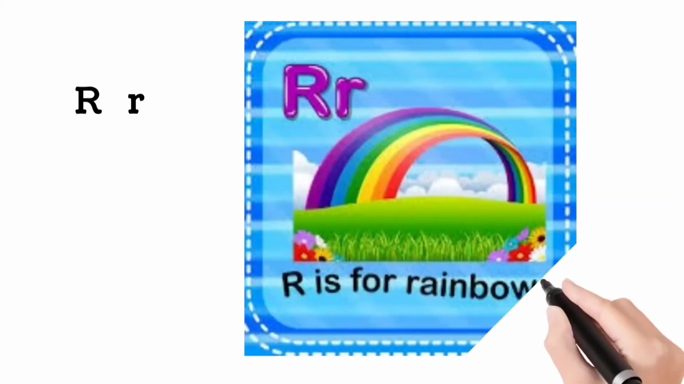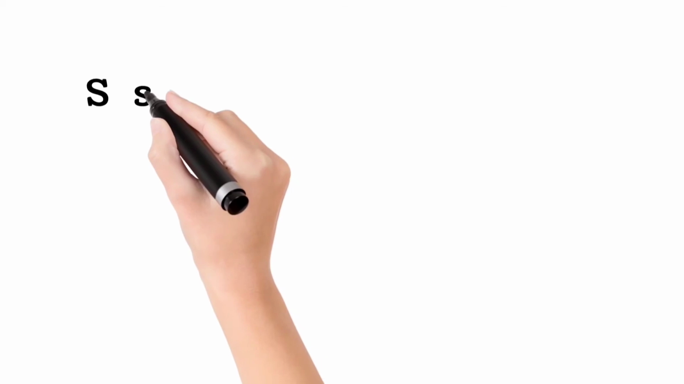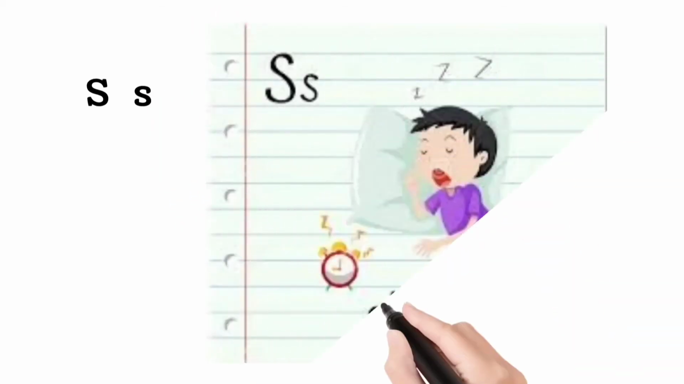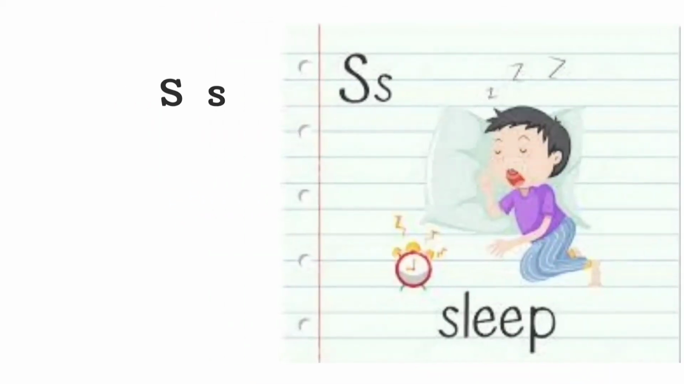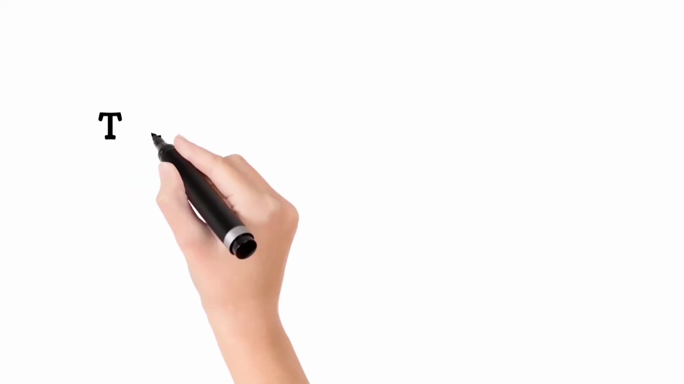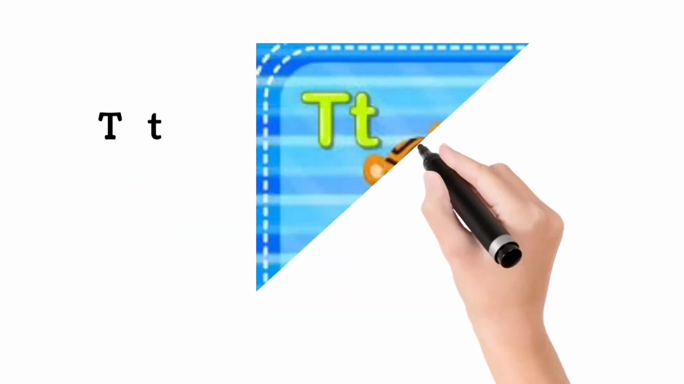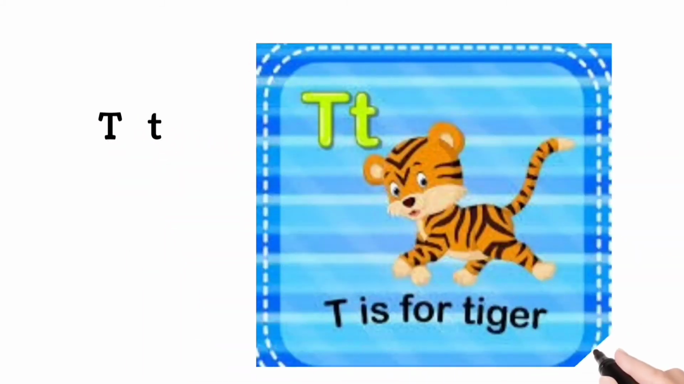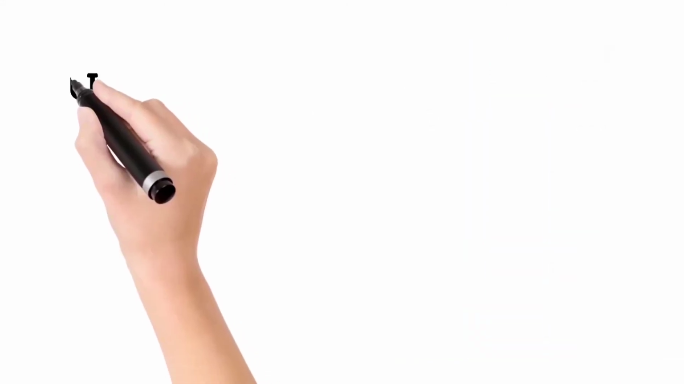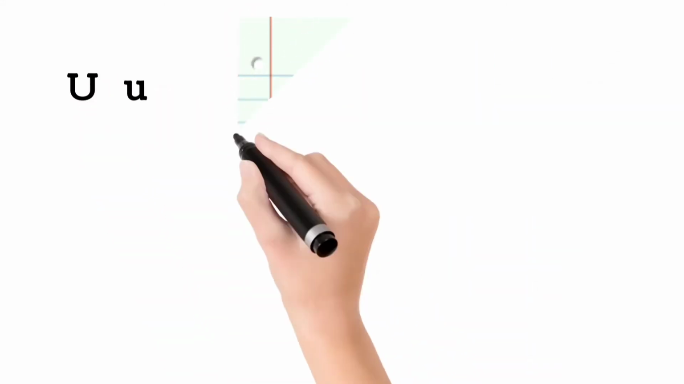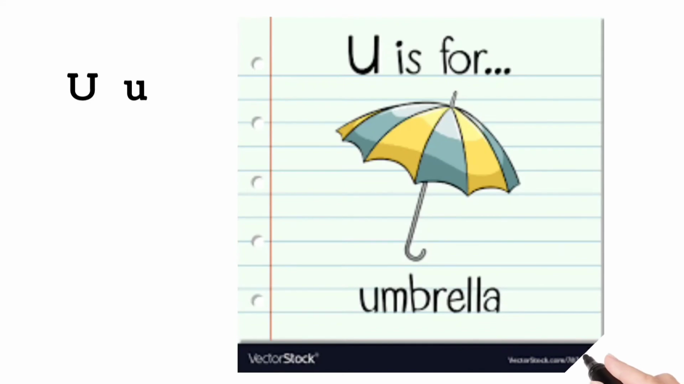R is for rainbow. S is for sleep. T is for tiger. U is for umbrella.